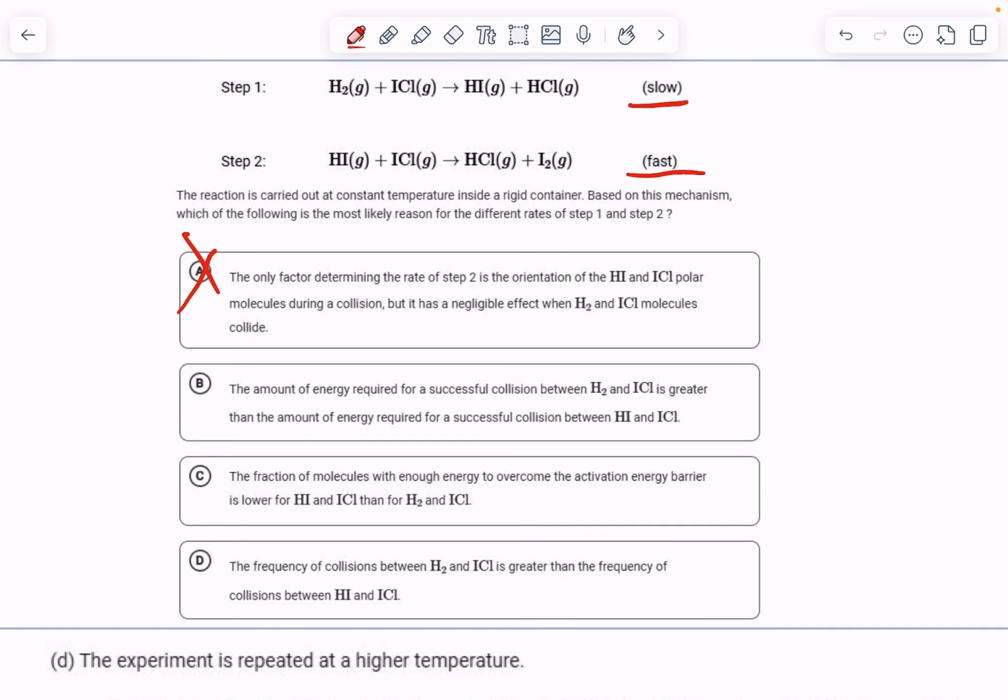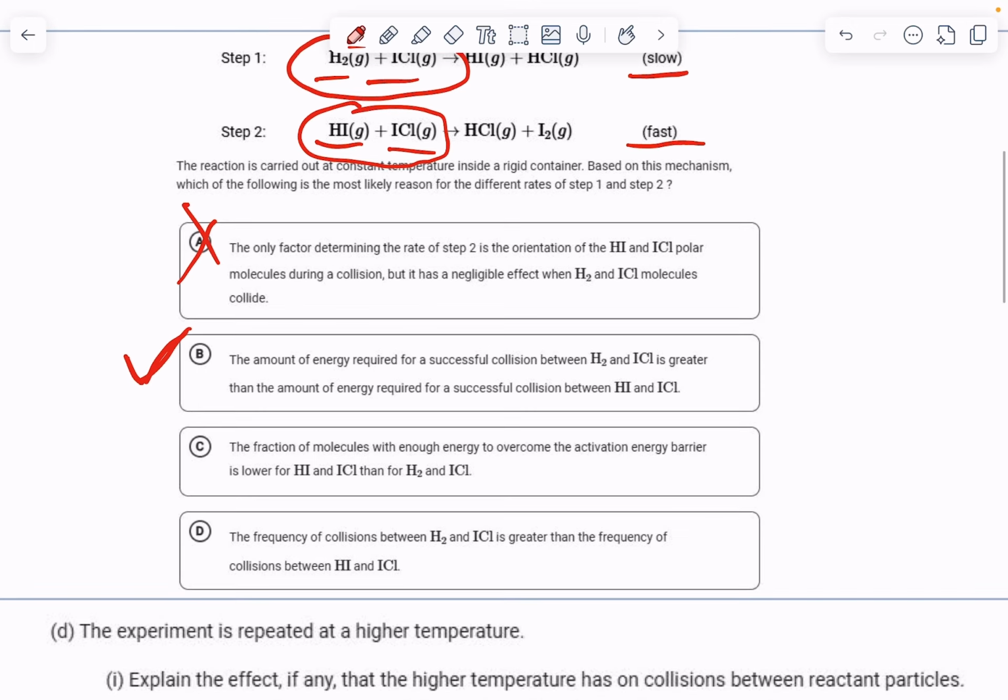B, the amount of energy required for a successful collision between H2 and ICl is greater than the amount of energy required for a successful collision between HI and ICl. That is definitely very possible. It is probably the right answer, and it does accurately explain. They're saying that these two molecules will have lower activation energy, or lower amount of energy required to make a successful reaction, than this one. This one would be higher, which makes sense since it's the slower step. So that is a very probable answer.